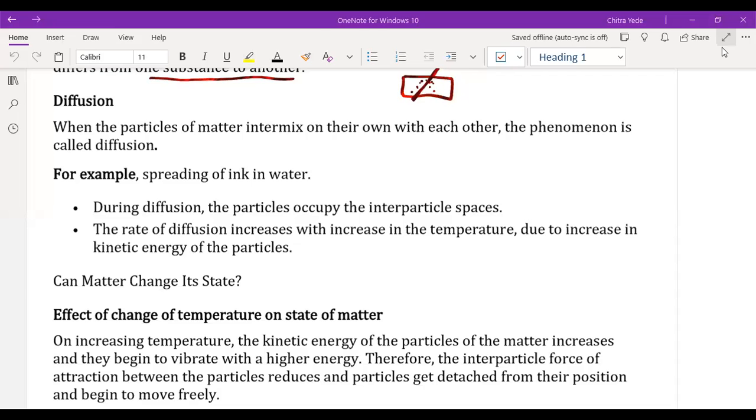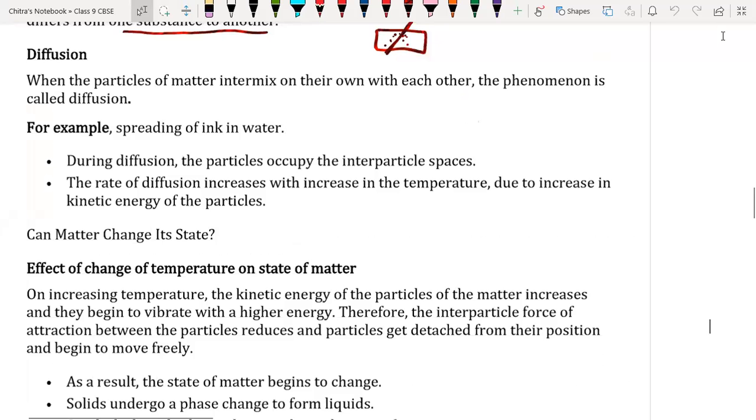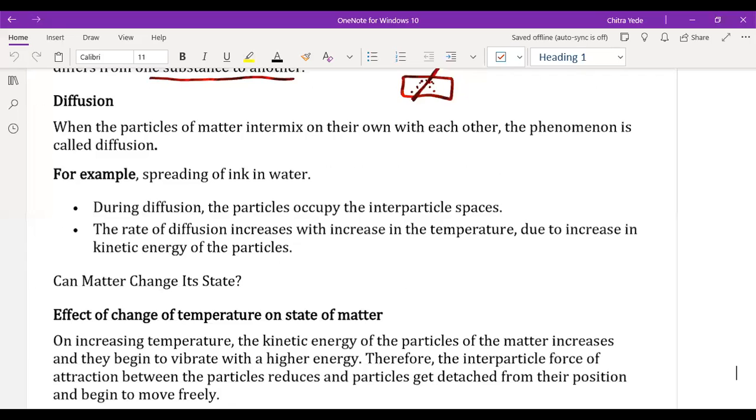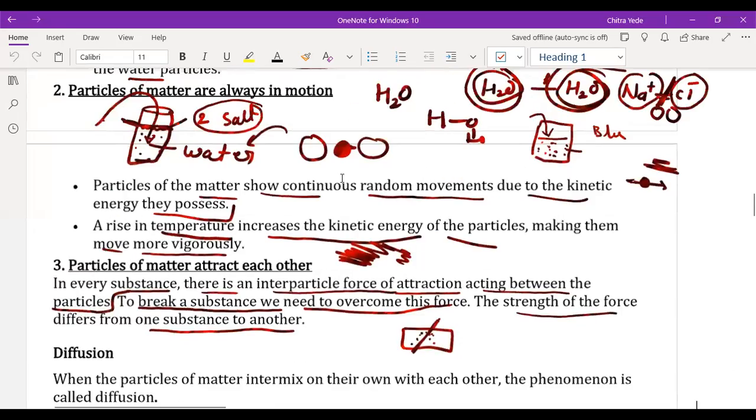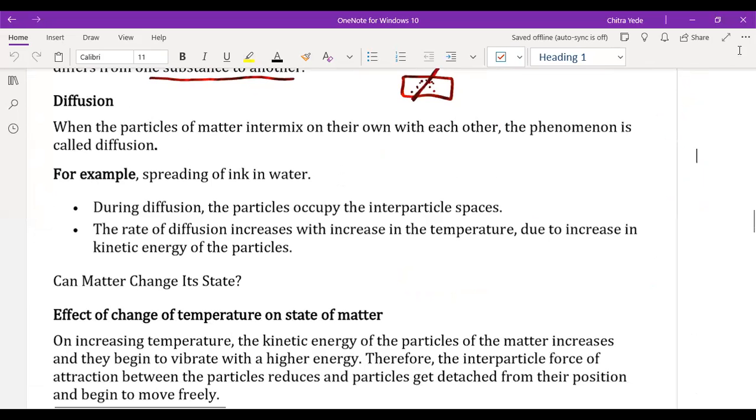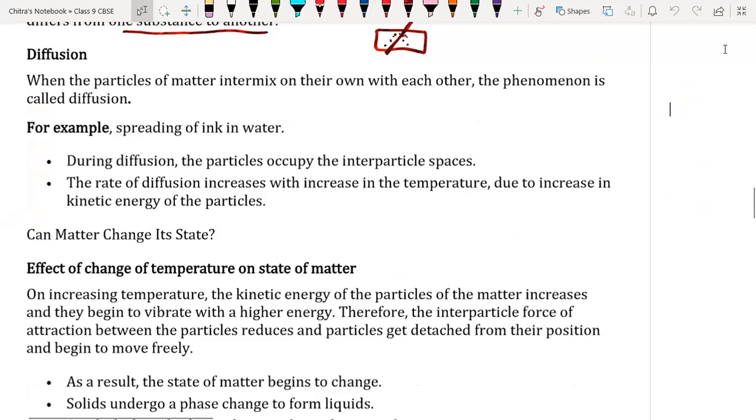Hello everyone. We were continuing our chapter called Matter in Our Surroundings. In this chapter, we have already covered the physical states of matter like solid, liquid and gases. Then we went through what evaporation is and the factors which affect evaporation. In the last class, we completed the physical nature of matter. So today we are going to cover the different physical properties of matter, in which first we are going to cover what diffusion is.